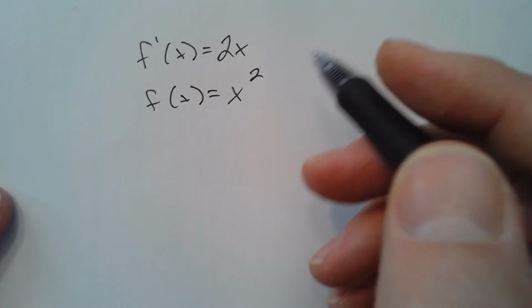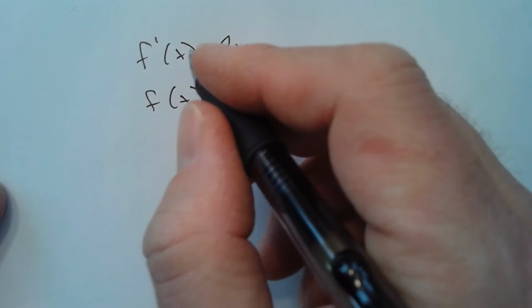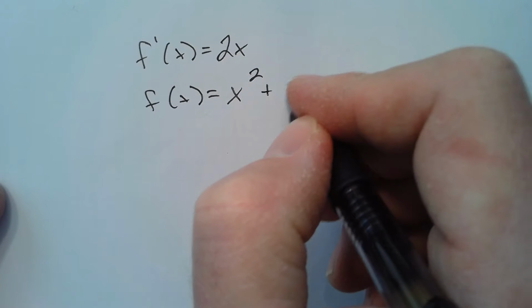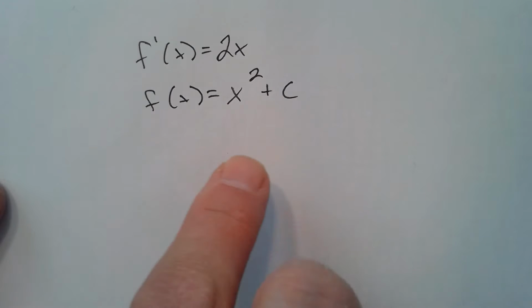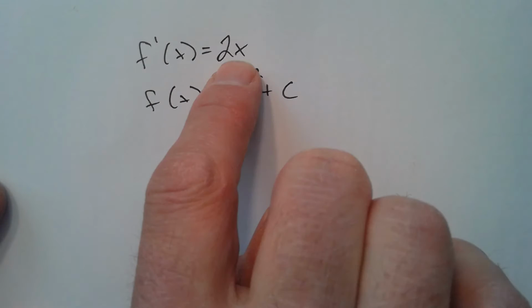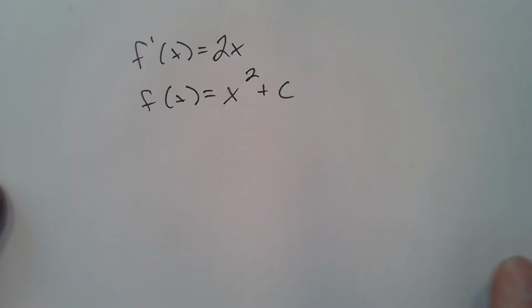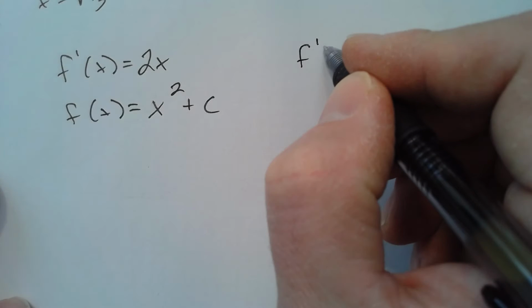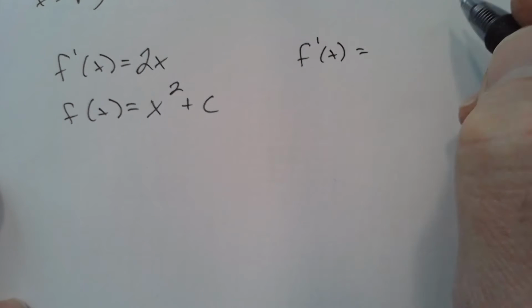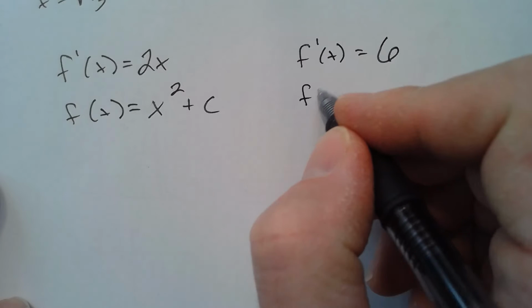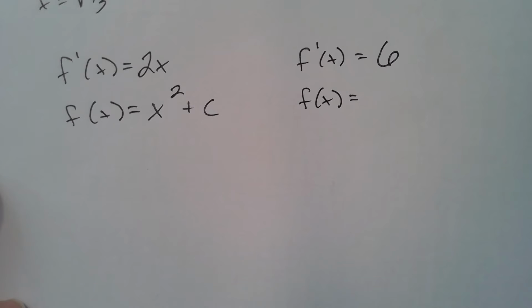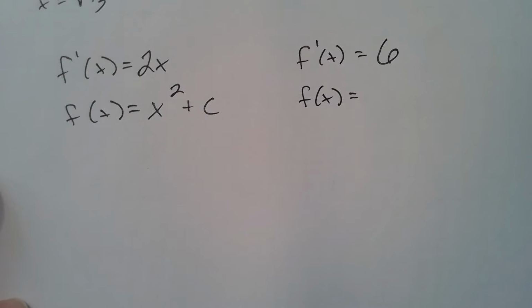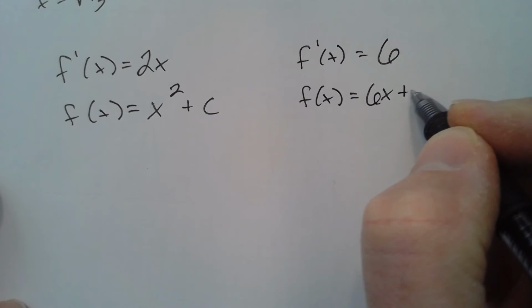X squared minus 5. So that's why when we do an antiderivative, we just attach a plus c. So this is the general form of the antiderivative of 2x. It's going to be x squared plus c. So let's try another one. If I have f prime of x, and let's say it's 6, see if you can figure out what f of x would be. Well, hopefully it shouldn't take too much thought. It'd be 6x plus c.